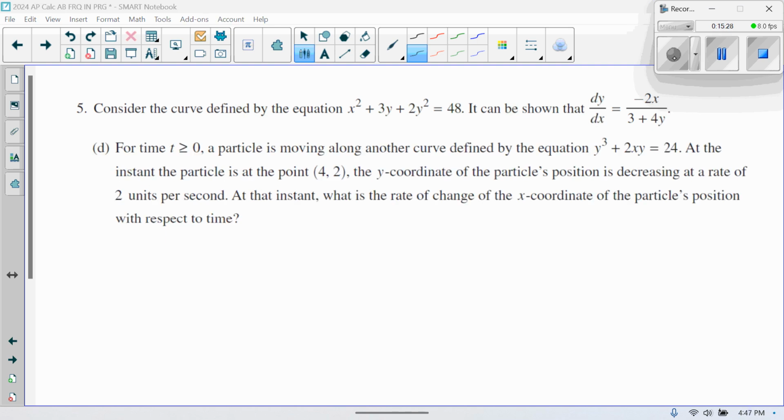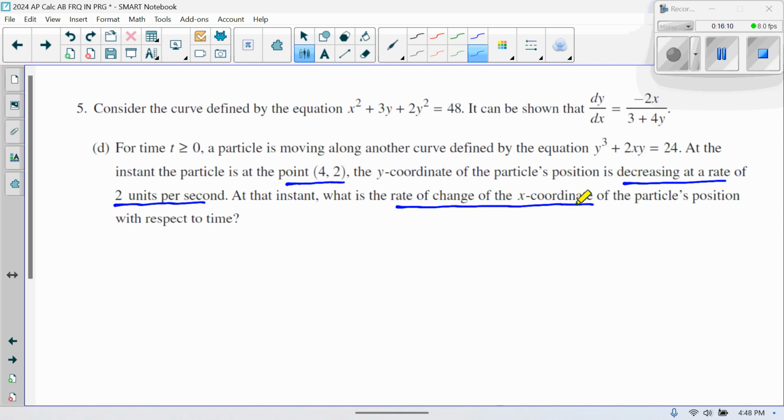All right, on to the last one, 5D. For time t greater than or equal to 0, a particle is moving along another curve defined by the equation y cubed plus 2xy equals 24. At the instant the particle is at the point 4, 2, the y-coordinate of the particle's position is decreasing at a rate of 2 units per second. At that specific instant, what is the rate of change of the x-coordinate?